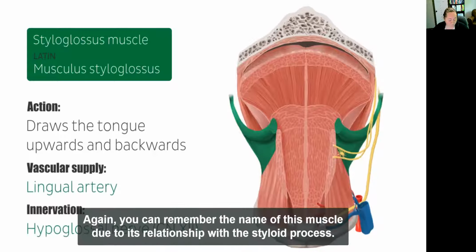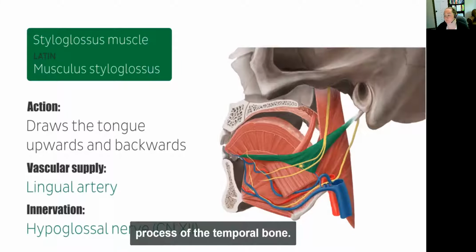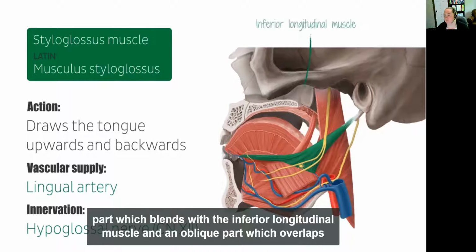Again, you can remember the name of this muscle due to its relationship with the styloid process. If we look at the lateral view of this muscle, we can see its attachment with the styloid process of the temporal bone. As it travels from this process towards the tongue, it divides into two parts, a longitudinal part, which blends with the inferior longitudinal muscle, and an oblique part, which overlaps with the hyoglossus.